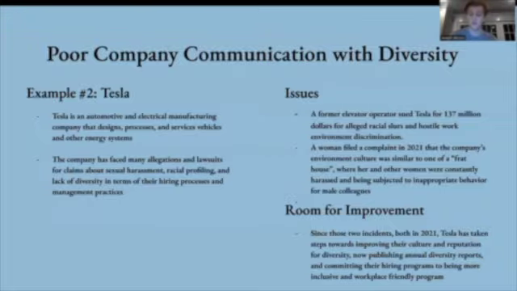In terms of improvement for their company, since those two incidents, which were both in 2021, Tesla has taken steps toward improving their culture and reputation for diversity, and they now publish annual diversity reports, and they are more committed to making their hiring programs more inclusive and workplace friendly.